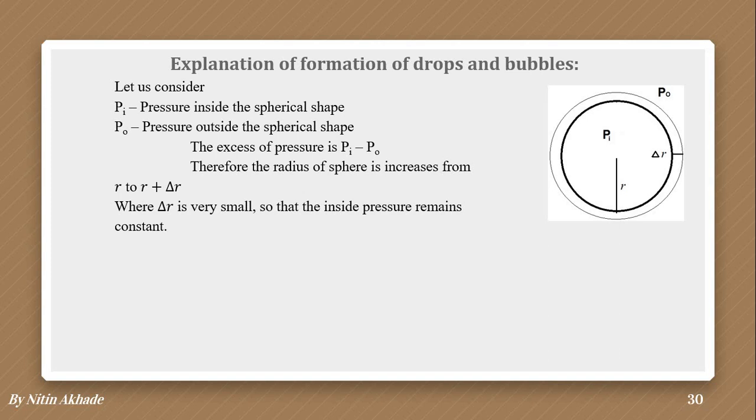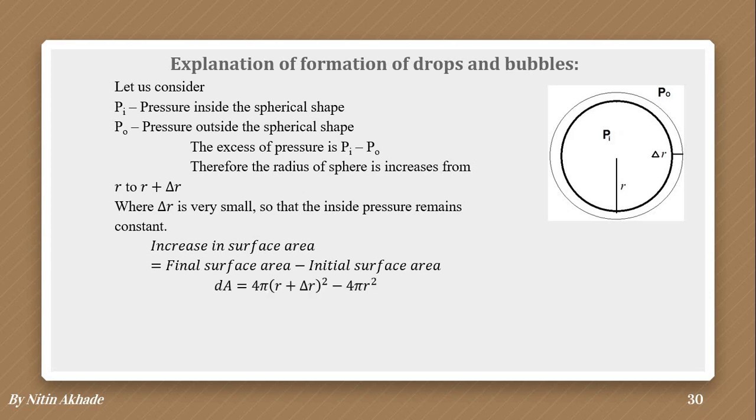They have the smaller increase in radius, so delta r is considered to be very small, so that inside pressure remains almost constant. So increase in surface area, as we all know that the radius increases by delta r. The increase in surface area is called the final surface area minus initial surface area. So dA is equal to the surface area of the sphere, that is 4 pi r square.